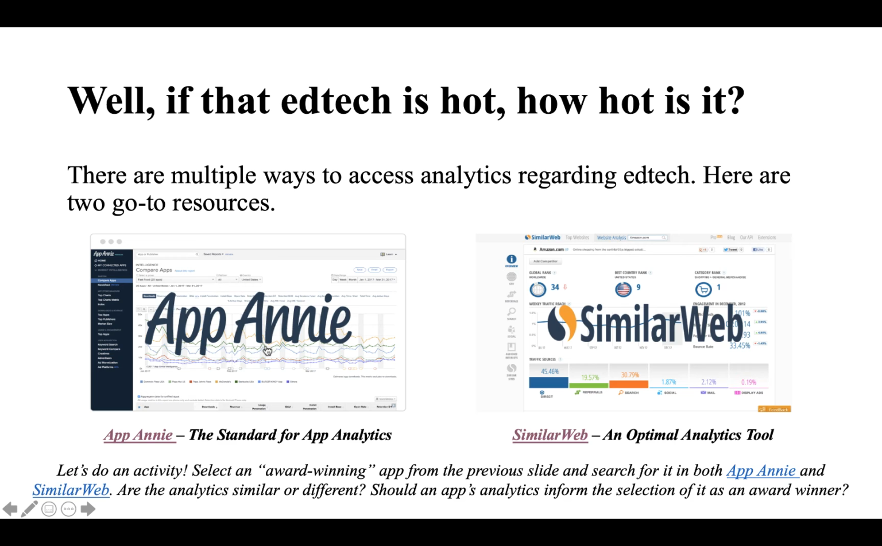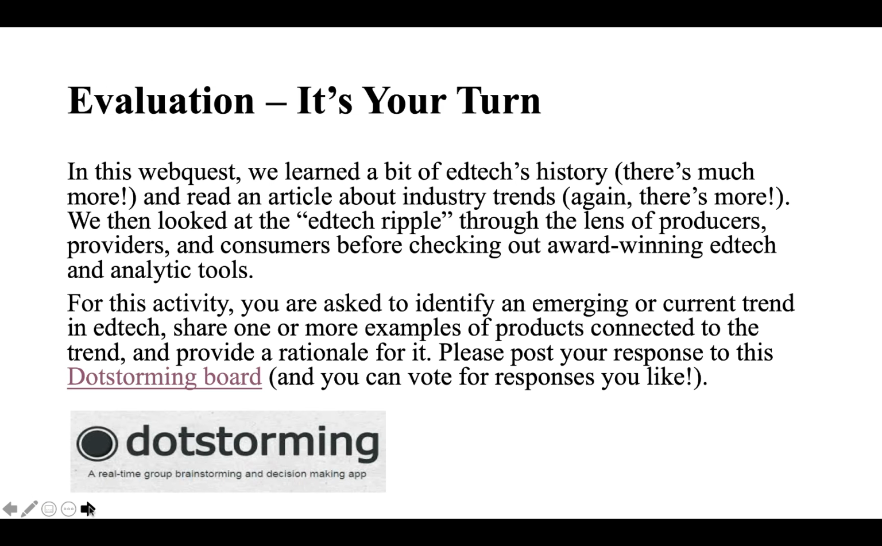App Annie is the standard for app analytics, and SimilarWeb is a very reputable one to look at both web and app analytics. So you can see the different prompts. Go ahead, check them out. You do have to register with App Annie. You do not have to register with SimilarWeb.